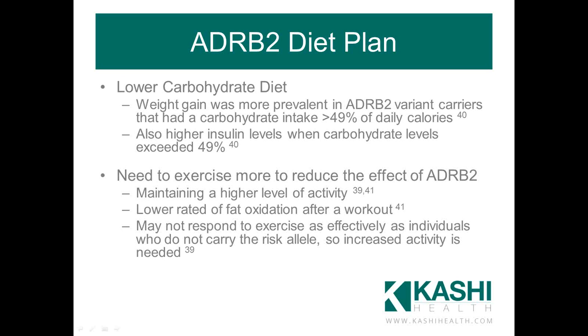What we've designed for the ADRB2 diet plan is a lower carbohydrate diet, as it was shown that individuals who exceeded 49% of their daily calories in carbohydrates had a tendency towards greater weight gain and insulin levels. These individuals with the lower fat oxidation ability do need to maintain a higher level of activity. They may not respond to exercise as effectively as individuals who do not carry the risk allele, so this is something that needs to be counseled in the patients so again they don't lose motivation and feel well supported in their weight loss efforts.